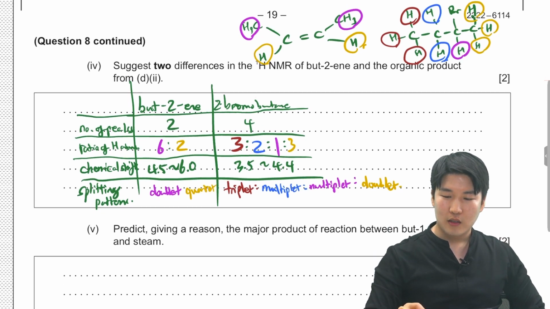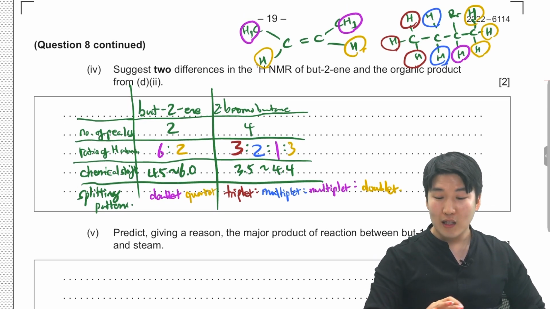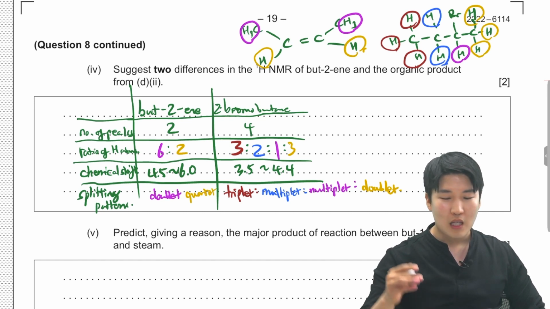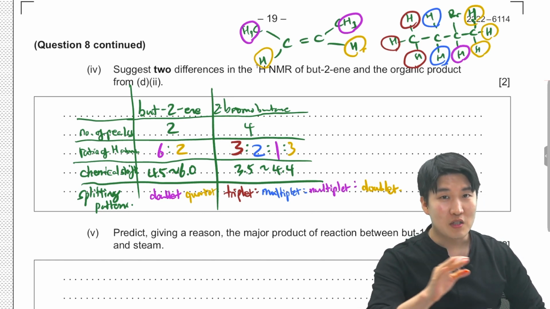Okay. We've gone through way too much info for a 2 marker. Go with the easy 2. Save yourself some time.